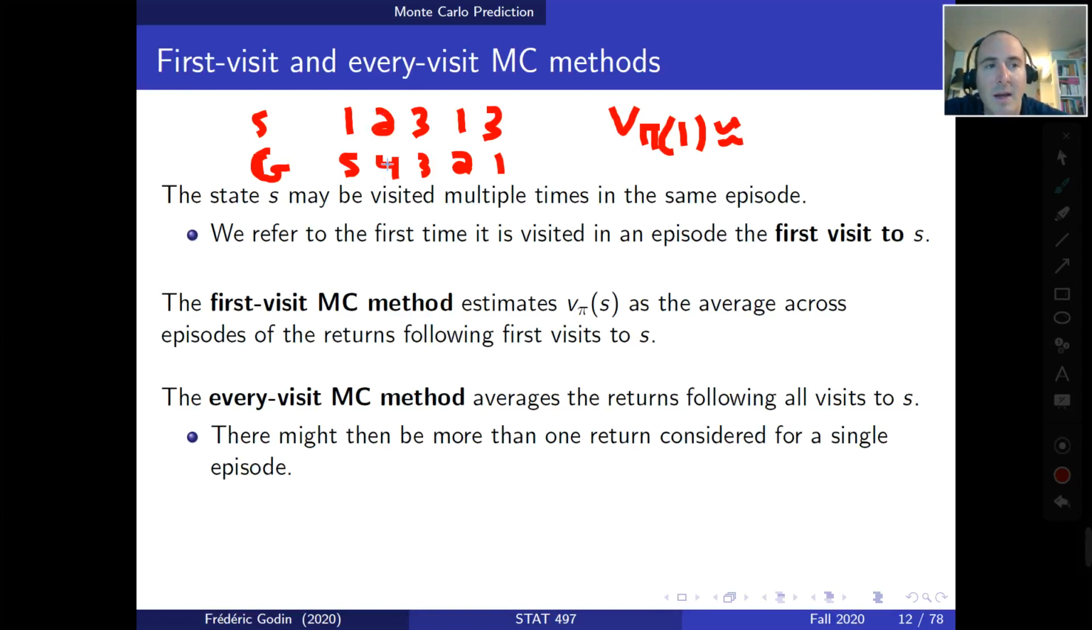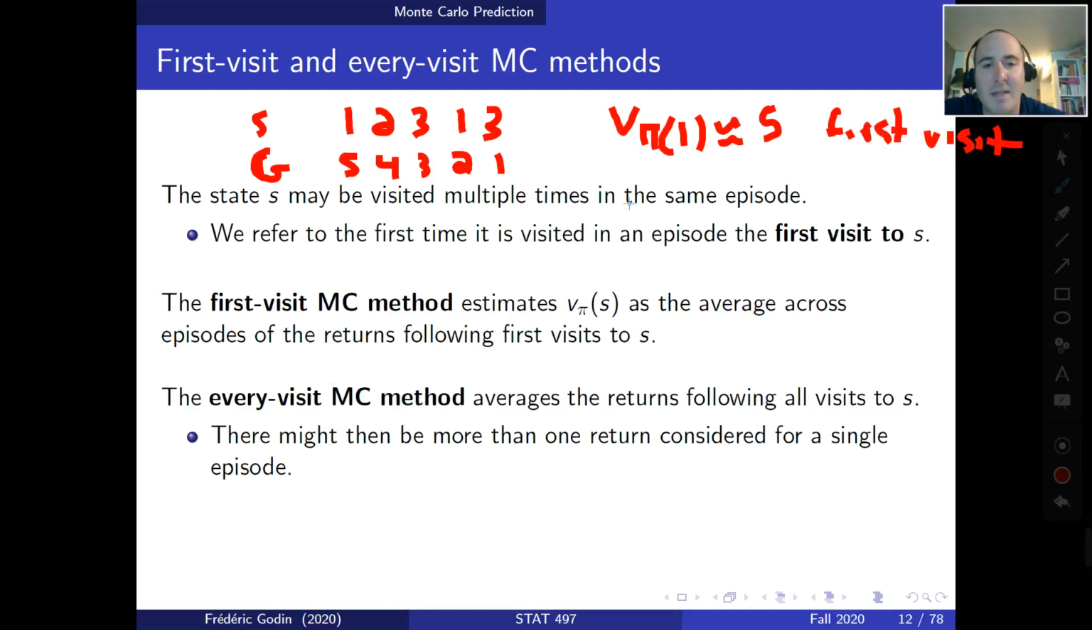Okay, so here in this path, you encountered state 1 twice, but the first visit only entails taking the return associated with the first time you faced state S. Okay, so this is called the first visit method. And there's the every visit method.